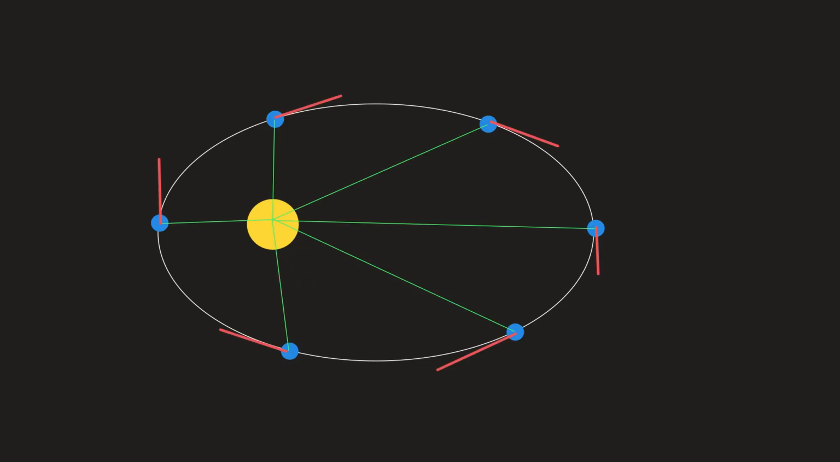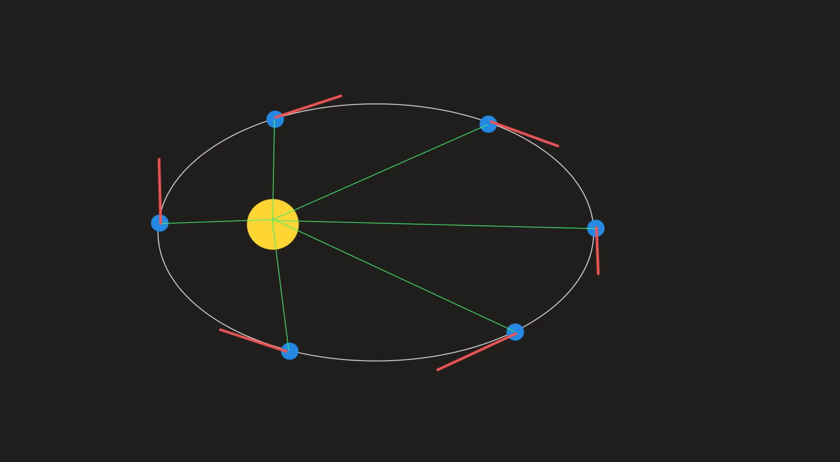Most orbits aren't circular. Most orbits are elliptical. In fact, most orbits don't even have to be stable, but planets generally have stable orbits. So, objects in elliptical orbits.